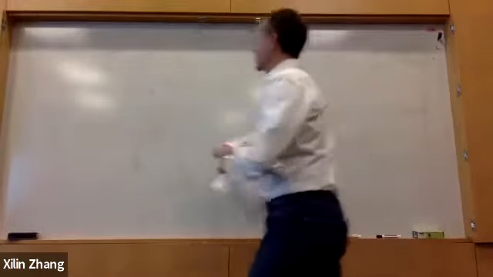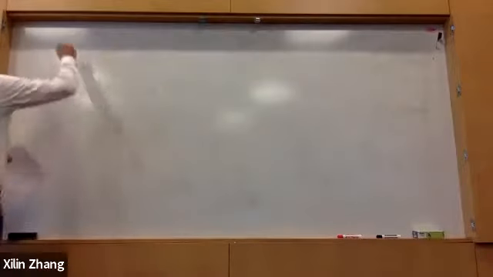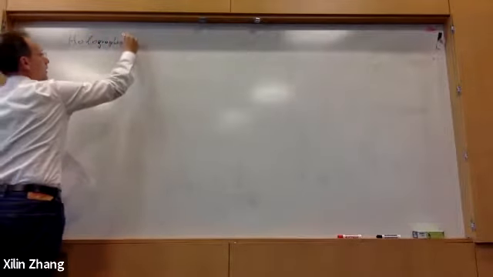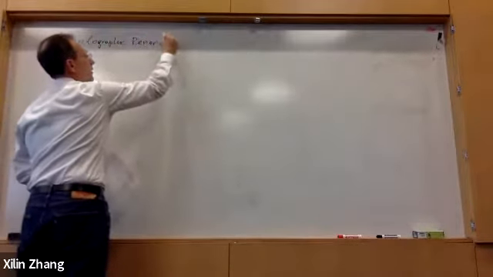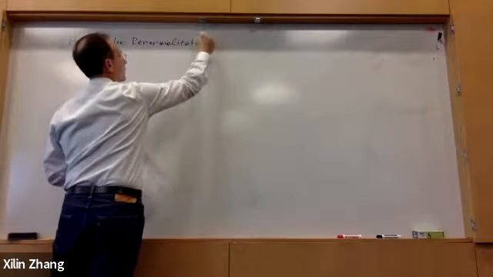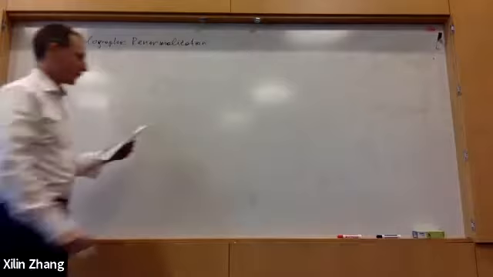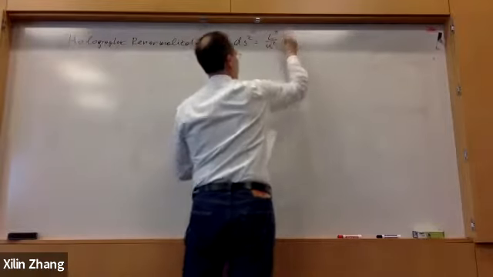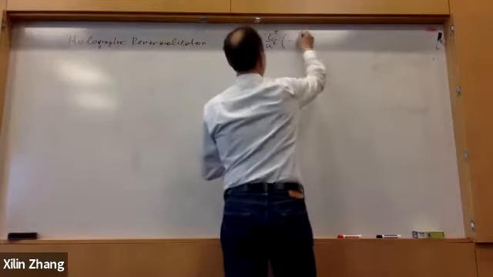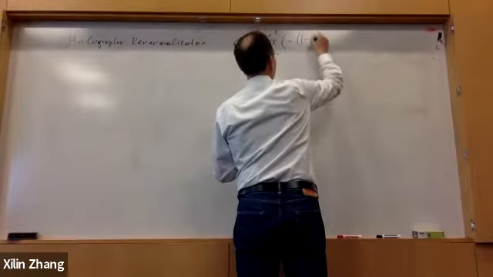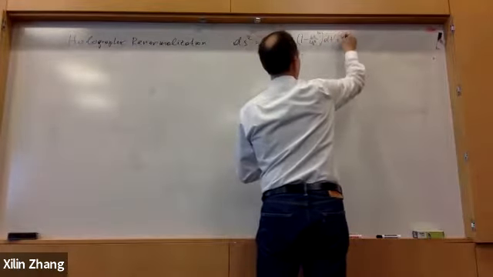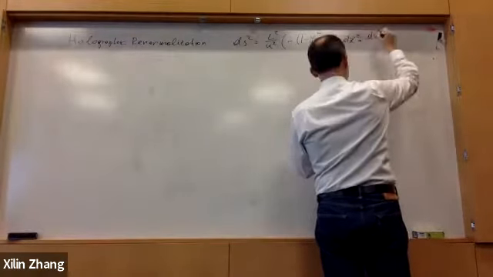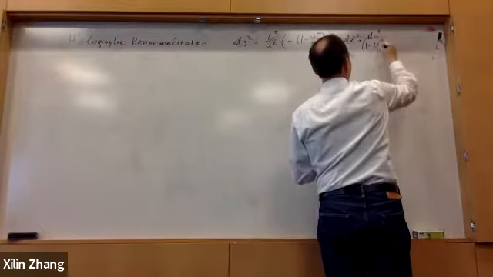So, good. The other piece of information that I want to talk about is holographic renormalization. And the idea basically is as follows. If I write down my black brane solution, the line element looks like 1 minus u to the 4 over us to the 4 times dt squared, plus dx squared, plus du squared over 1 minus u to the 4 over us to the 4.